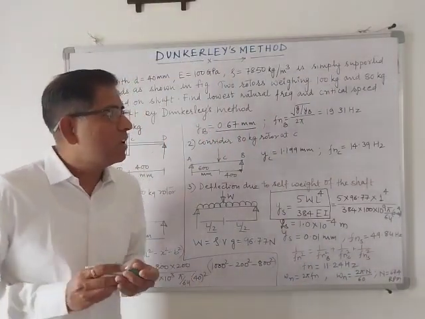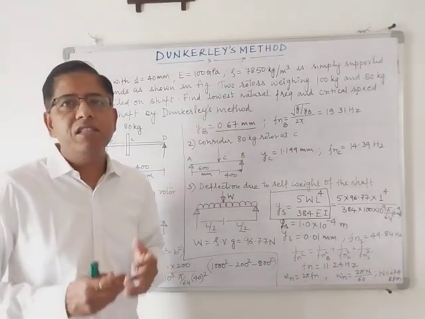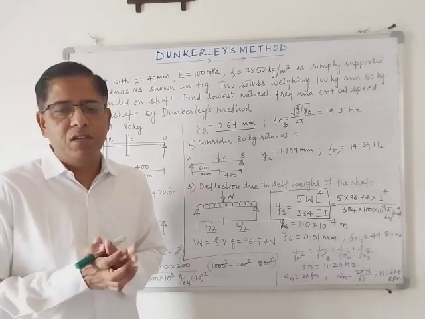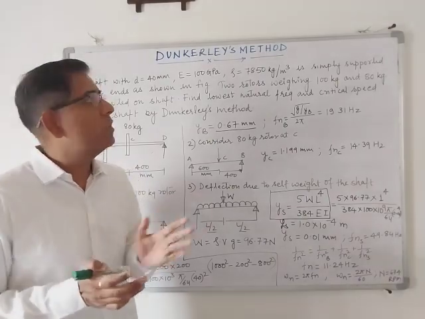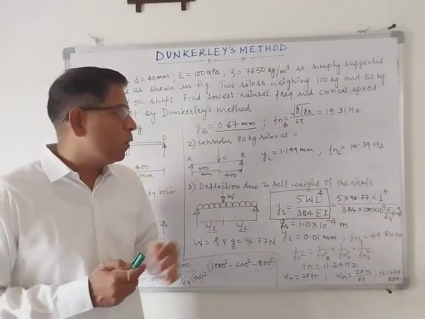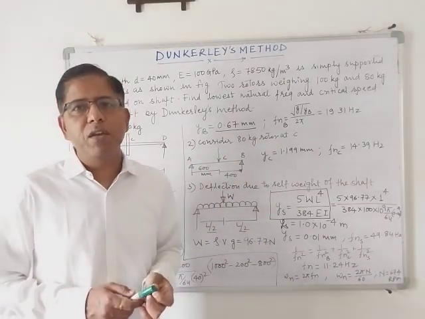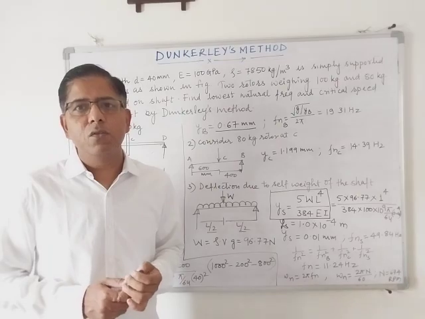So this is another numerical where the self weight of the shaft is to be considered. I hope you have understood how the self weight of the shaft is also incorporated, and how to find the natural frequency by using the Dunkerley method. So thank you very much.